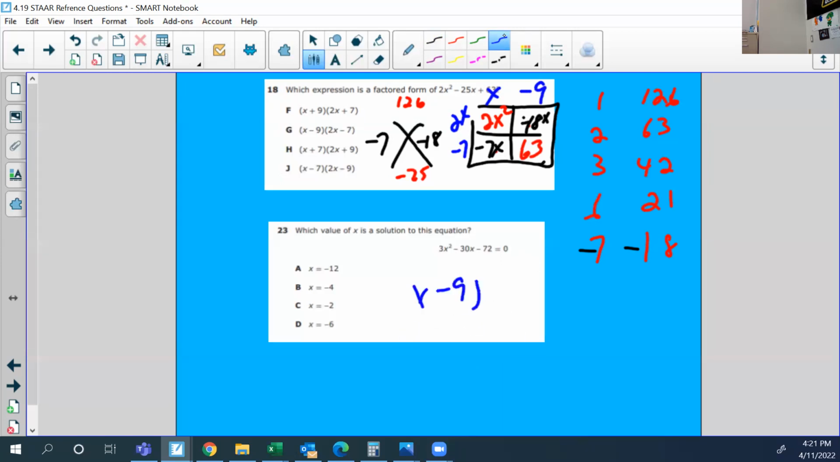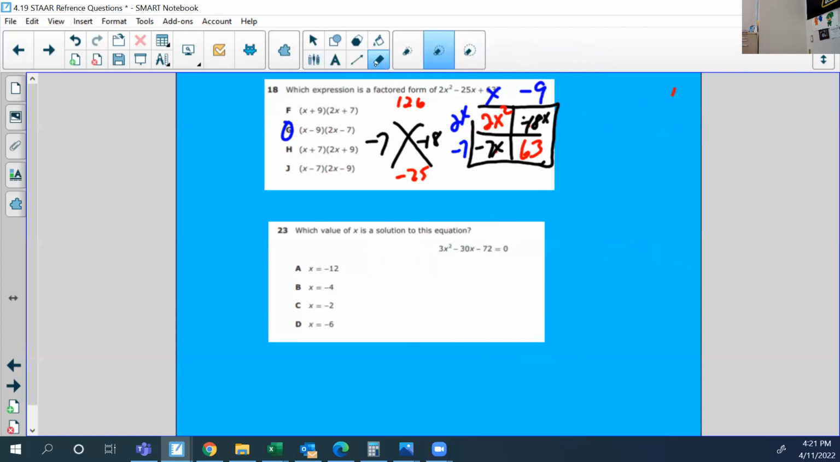So my factors are x minus 9 and 2x minus 7. Which one is that? Oh, there you go, G. All right, so that's one way of doing it. Or again, you could graph it. That's one way of doing it. Okay, what value of x is a solution? Look at the next one. What value of x?